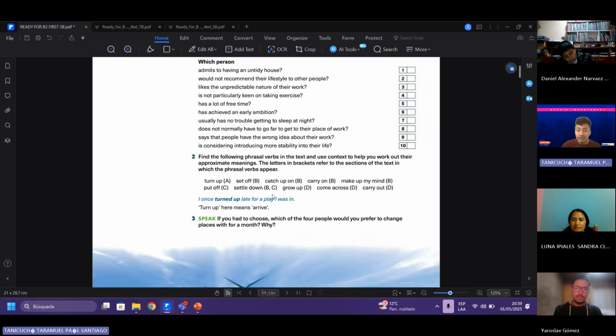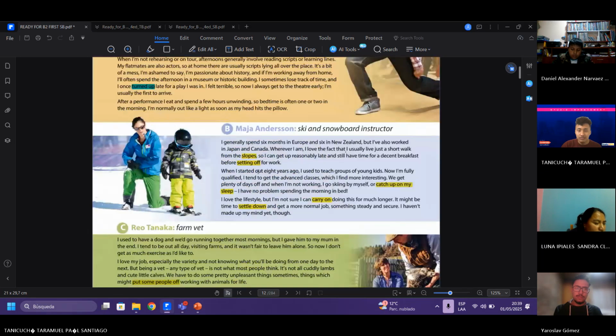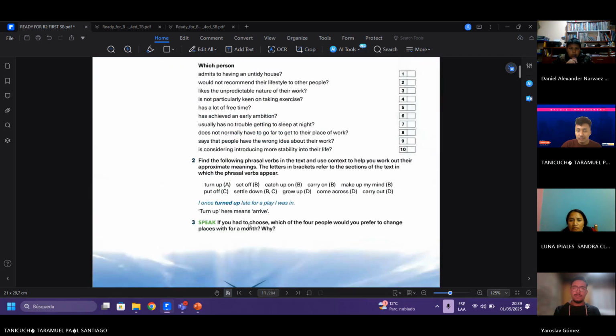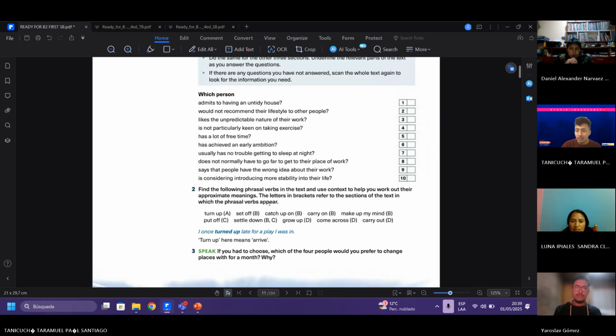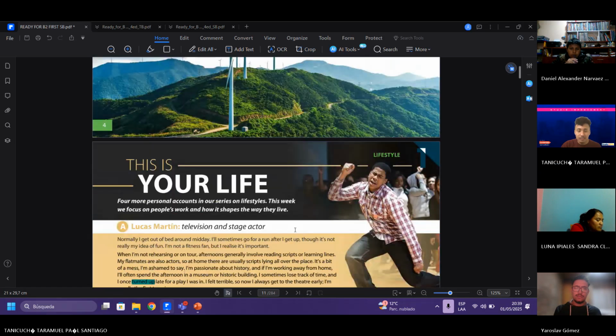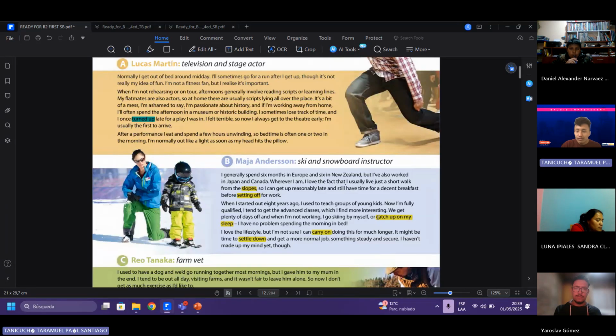Then we have the phrasal verb set off, which is in paragraph B. Here you are, setting off. In this case it is in present continuous. Before setting off for work. In this case, set off means to leave. Then we have catch up on, which is mentioned in paragraph B as well. What do you think it means, catch up on my sleep, as in here?